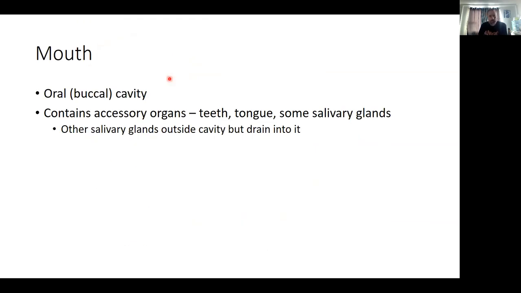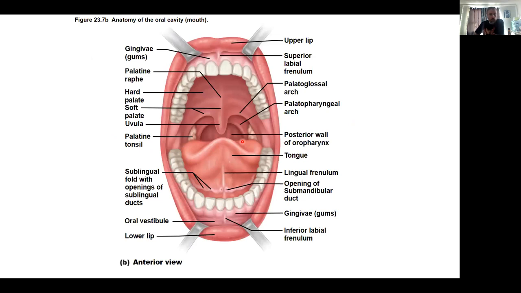Okay. Technically, this is the oral or the buccal cavity. Sometimes you will see this pronounced, or hear this pronounced, I guess, as buccal. Those people are wrong. It's kind of an inside anatomy joke, but buccal is the correct way to pronounce that. And it's where a lot of your accessory organs are going to sit. Some of them are going to be outside of that, but this is, again, the beginning of the journey of our food. So teeth, tongue, some salivary glands, most of your salivary glands are actually outside of it, but drain into it. So let's take a look here at one view of this oral cavity.